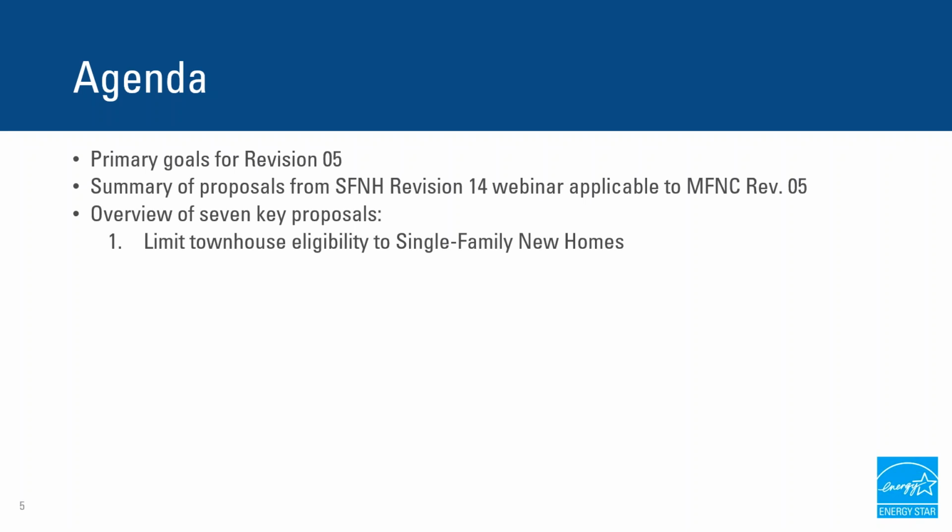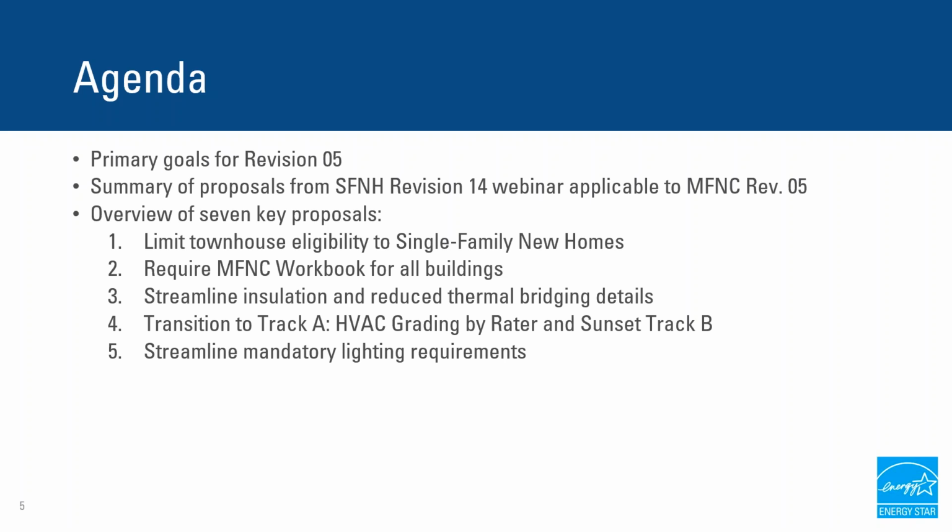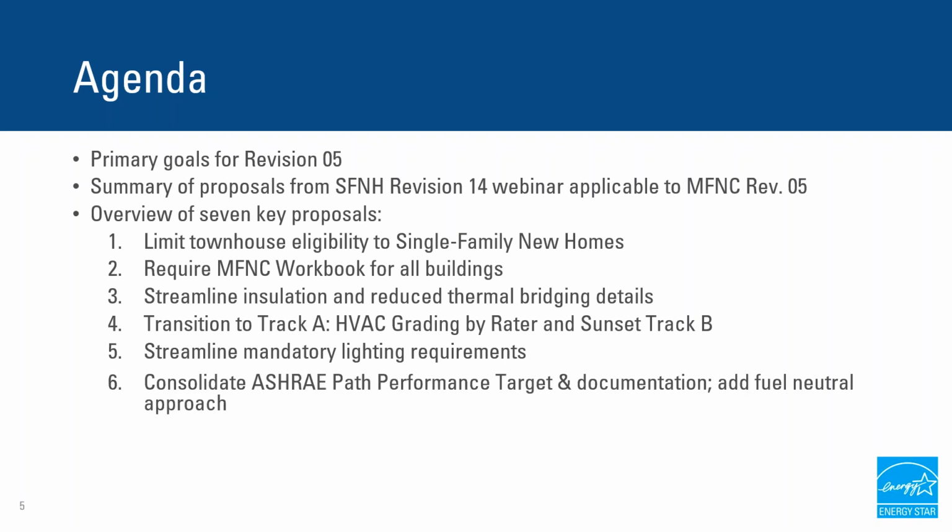So the first key proposal is to limit townhouse eligibility to single family new homes. Next up is requiring the multifamily workbook for all buildings. Third is streamlining insulation and reduced thermal bridging detail. Fourth is transitioning to Track A, HVAC grading by rater, and sunsetting Track B. Fifth is streamlining the mandatory lighting requirements. Sixth, consolidating the ASHRAE path performance target and documentation and adding a fuel neutral approach. And finally, transitioning to whole building modeling path in California.